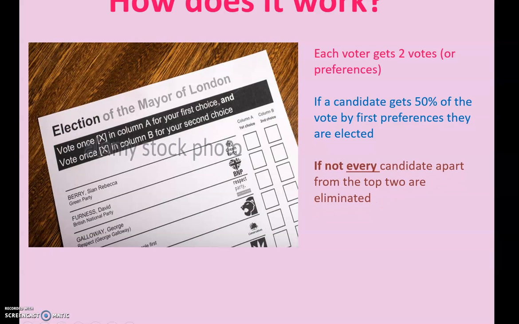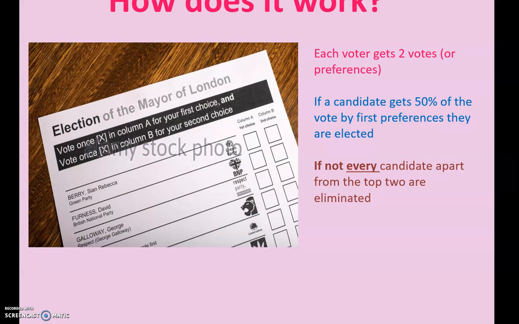However, if that doesn't happen, which is probably the case quite often, what they then do is count all the first preference votes. No one gets 50%, so they eliminate every candidate apart from the top 2. So the person who got the most votes and the person who got the second most votes, those 2 candidates stay in the race. Everybody else is got rid of.